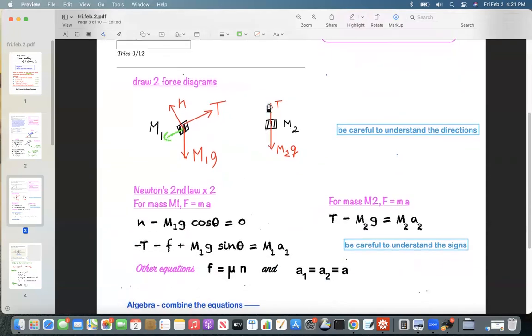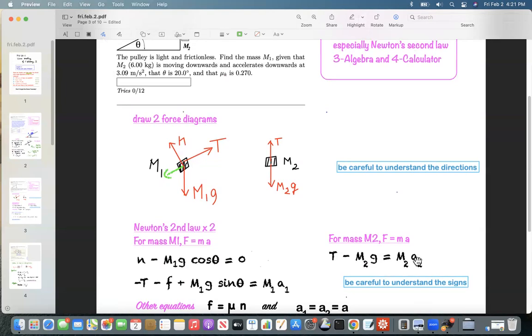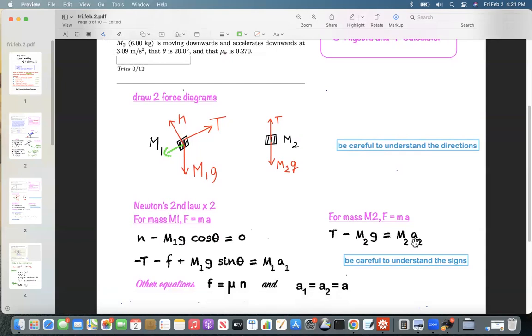So here I have two force diagrams. Now I start writing equations. Well, I have to write Newton's second law 2 times. For this mass, Newton's second law says T minus M2G is M2A2. But it's important to understand the signs. It says M2 is accelerating downwards. So A2 will be negative, because that's downwards. T points upwards. Mg points downwards. The acceleration is downwards. So I can write this equation, but I have to be careful to understand the signs. A2 will be negative. And so I probably have a mistake here too. Well, I have a mistake later.